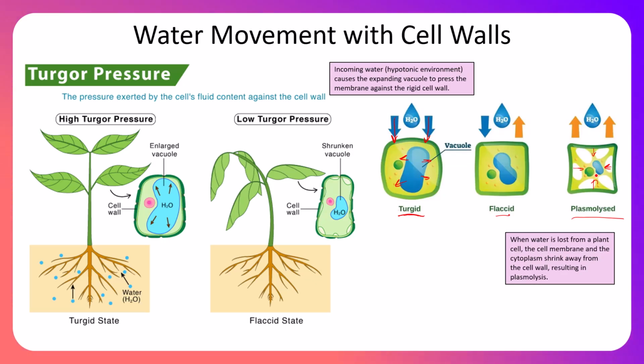It results in the plant wilting, which means it doesn't have as high of turgor pressure. The plant starts to wilt, and that's because the vacuoles within all of those plant cells are shrinking, which causes the cells of the plant to shrink. And as the plant cells shrink, they aren't as rigid, and it causes the plant to be really flaccid.